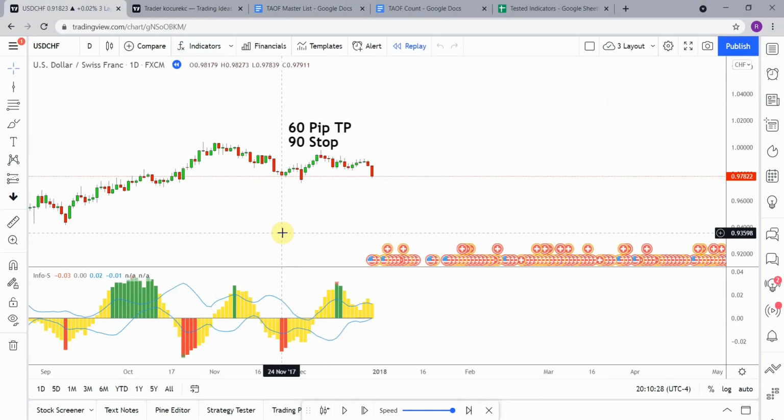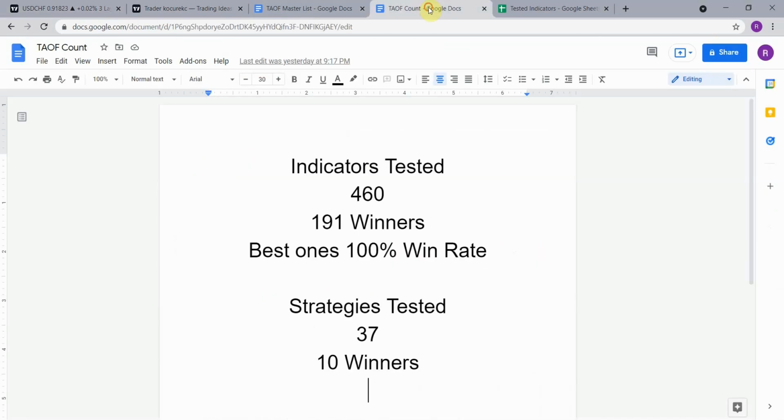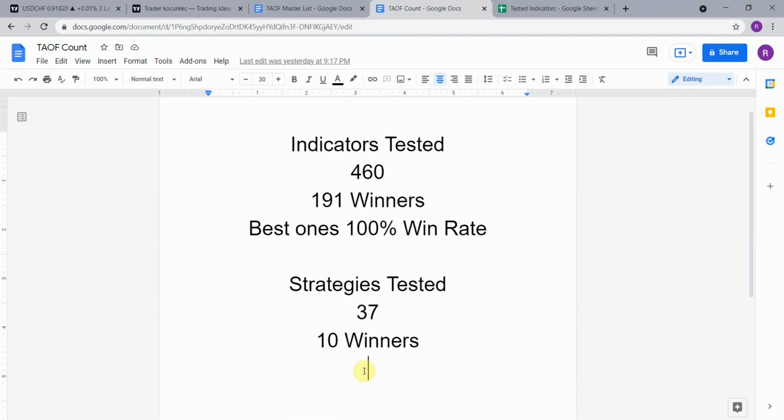Alright, as I said, today we will be testing the Shannon Entropy V2 indicator. Before we do though, I wanted to put the testing scoreboard up for everyone to see. So to date, we have tested a total of 37 different strategies, with 10 of them being winners. We have also tested a total of 460 indicators, with 191 of them being winners. The best ones so far were able to achieve a 100% win rate.